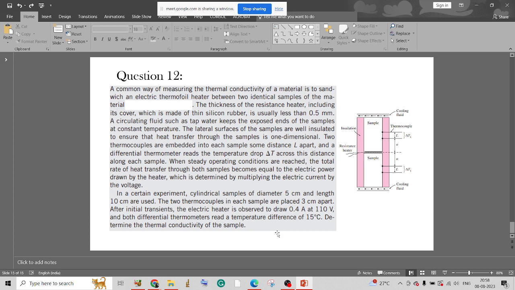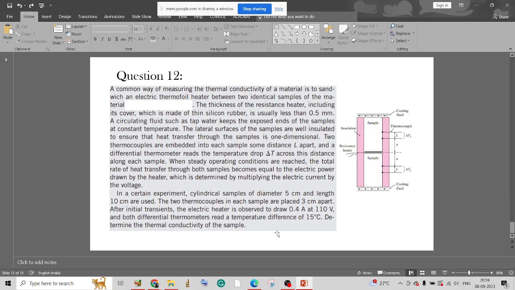Two thermocouples are embedded into each sample some distance L apart, and the differential thermometer reads the temperature drop as delta T. When steady operating conditions are reached, the total rate of heat transfer through both the samples become equal to the electrical power drawn by the heater. The heat transfer is determined by multiplying the electric current by the voltage. So the total power that is given, we can find out that, and from that we can find out the flux, because these are equal.